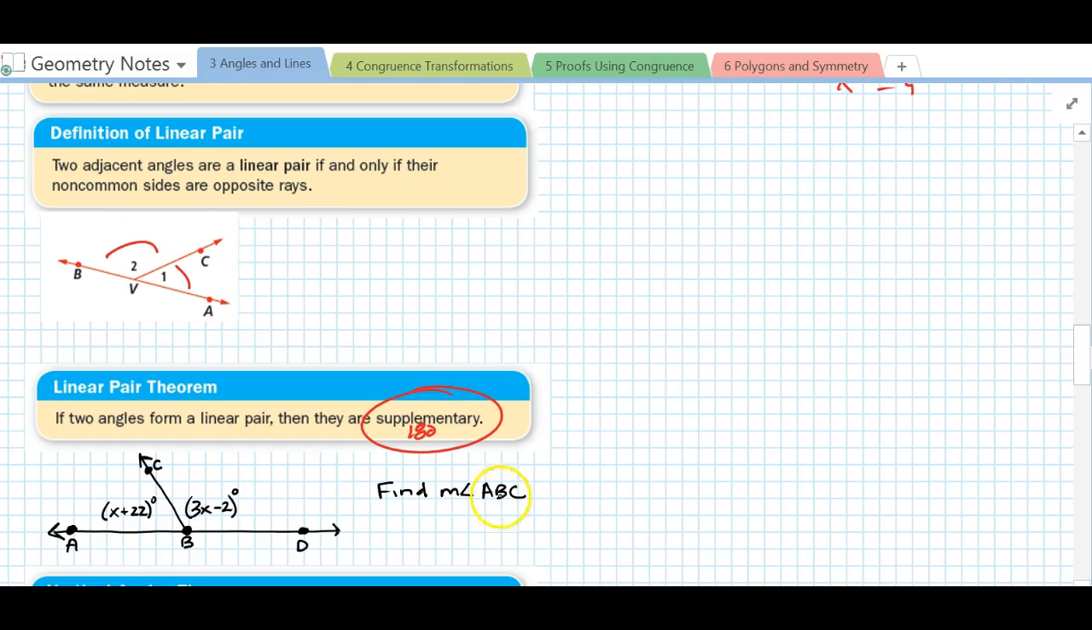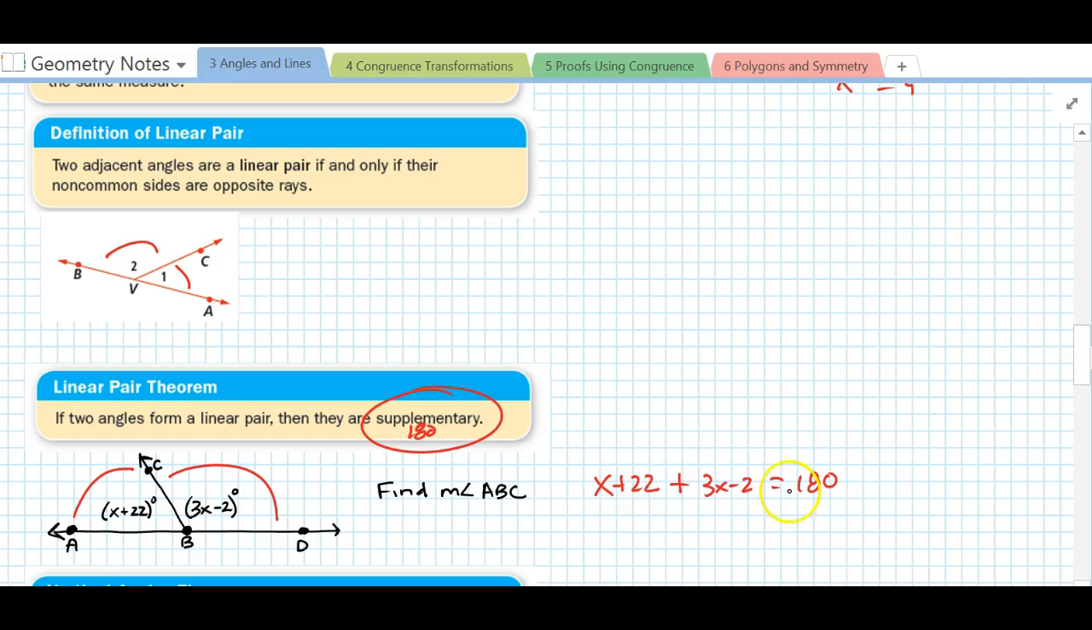So let's use that idea now to find the measure of angle ABC. So ABC would be this angle here. Since the straight line is formed and there's an angle coming out, I know that together those two angles should be a total of 180 degrees. So if I add the first angle, the x plus 22, to the other angle, 3x minus 2, I should get 180.